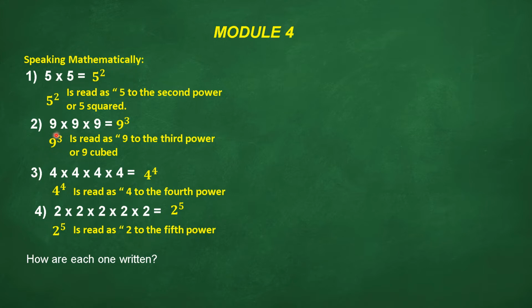Then, we have also this one, 9. Siya yung common factor nitong tatlo na to, na tatlong beses minultiply. That's why we have 3 as the exponent, as well as for our example number 3 and our example number 4. So, let us have now the example number 4. 2 multiplied by 2, multiplied by 2, multiplied by 2, multiplied by 2.